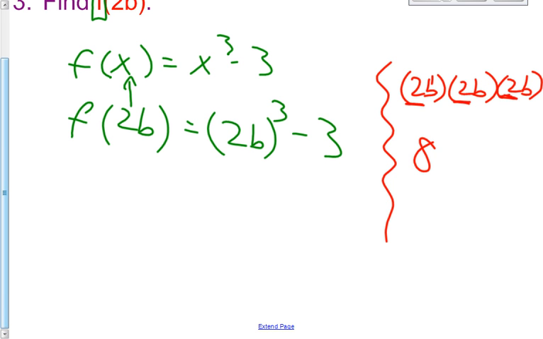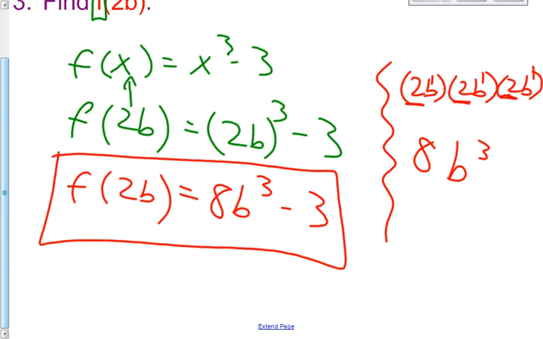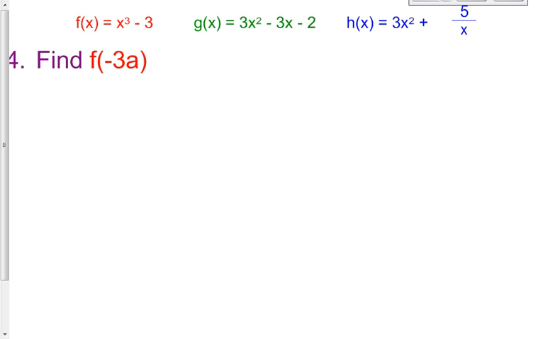And b to the first times b to the first times b to the first is b raised to the third power. Remember from intermediate algebra, when you multiply variables together, you add their exponents. So 8b cubed is what this becomes. And then I'm going to subtract 3. And this is as far as you can go, class, because I can't combine any more like terms. So my function of f of 2b turned into an 8b cubed minus 3. And there's my answer. Once again, you guys pause the video, try number 4 on your own.